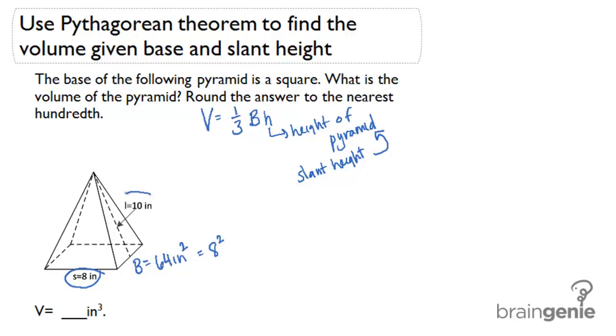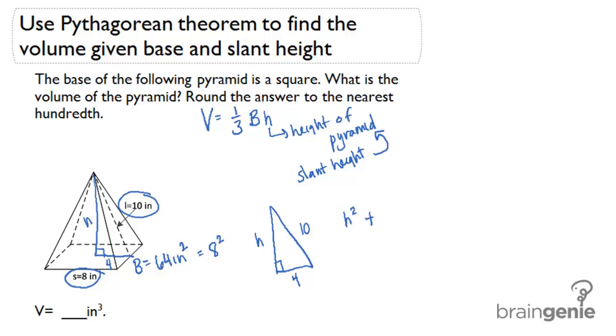Then I know that the slant height is 10 inches. And I recall that there's a triangle, a right triangle in fact, formed right here that shows a relationship between the height, the slant height, and half of the side of the base. I'm going to redraw this triangle right here. Half of the side of the base is 4, the height is h, and the slant height is 10.